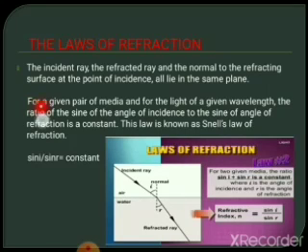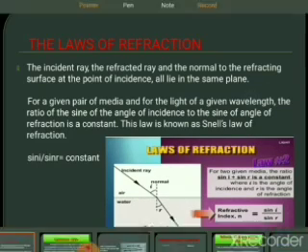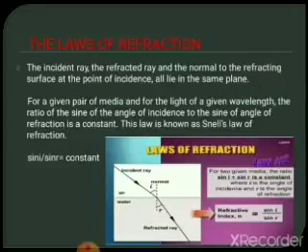So here, for a given pair of media, for the time being, avoid this wavelength term. You will understand wavelength when you study something about sound. For the time being, avoid the concept of wavelength. For a given pair of media, the ratio of sine of angle of incidence to sine of angle of refraction is constant. What do you mean by angle of incidence?